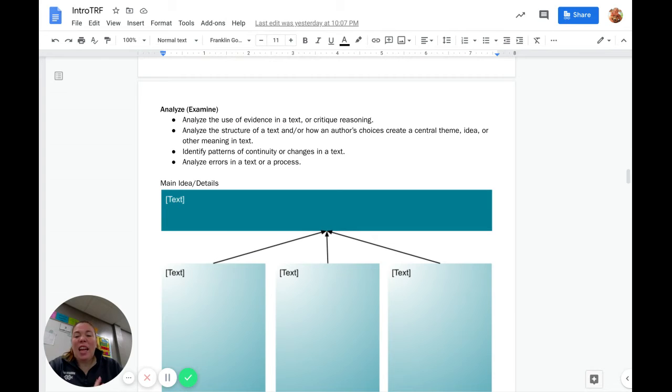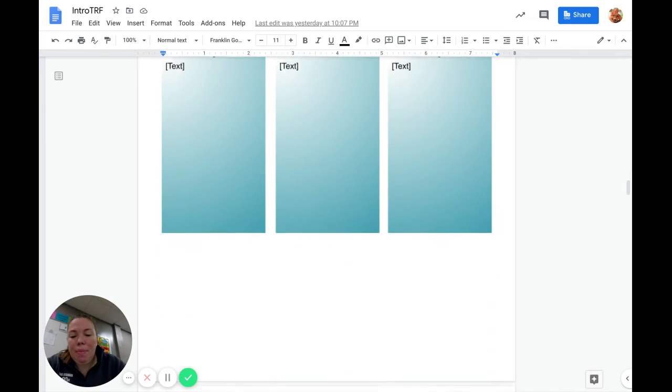Next is how can I analyze, right? Examine, really dig into something and look for patterns and structure, errors, and all sorts of things. So sometimes we're going to start with all of these little ideas, and they will notice how those arrows are going to that main idea. How can we put those together to come up with a main idea?